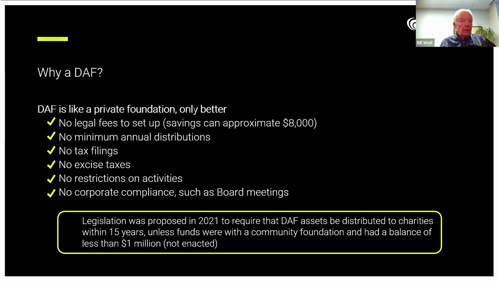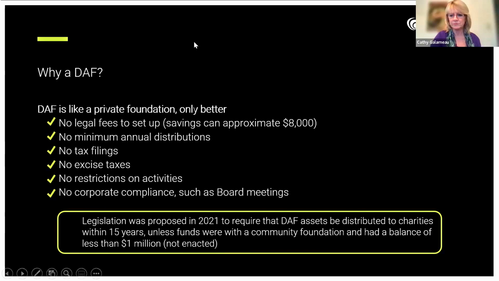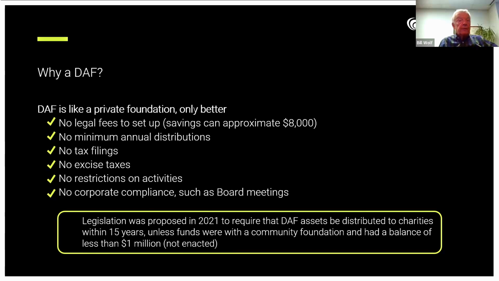A private foundation has to file a 990-PF. It's maybe 20 pages long, a lot of disclosures, financial information, and otherwise. A very rigorous document that is expensive to prepare. There's no tax return filing for a DAF. Private foundations have excise taxes based on their income, up to 2% per year. No excise taxes.